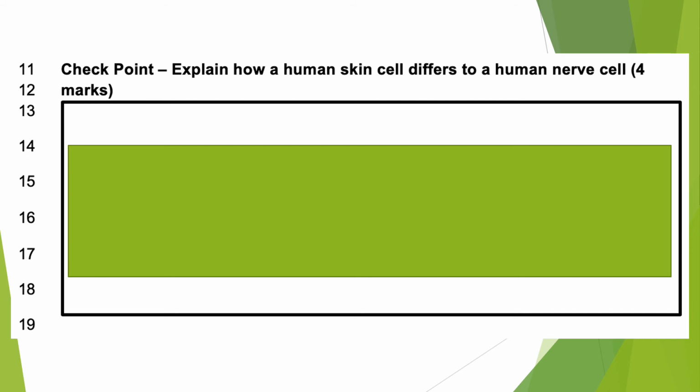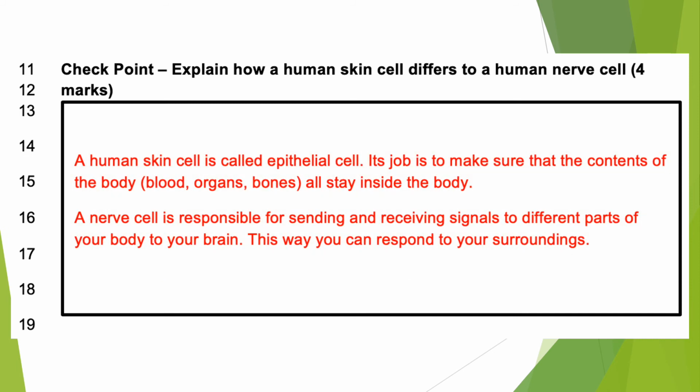Right. So again, if you don't have it exactly like mine, don't worry, as long as you have the right terms. Okay. So what I wrote was a human skin cell is called an epithelial cell. Its job is to make sure that all the contents of the body, such as the blood, organs, bones, all stay inside the body. A nerve cell is responsible for sending and receiving signals to different parts of the body to your brain. This way you can respond to your surroundings.